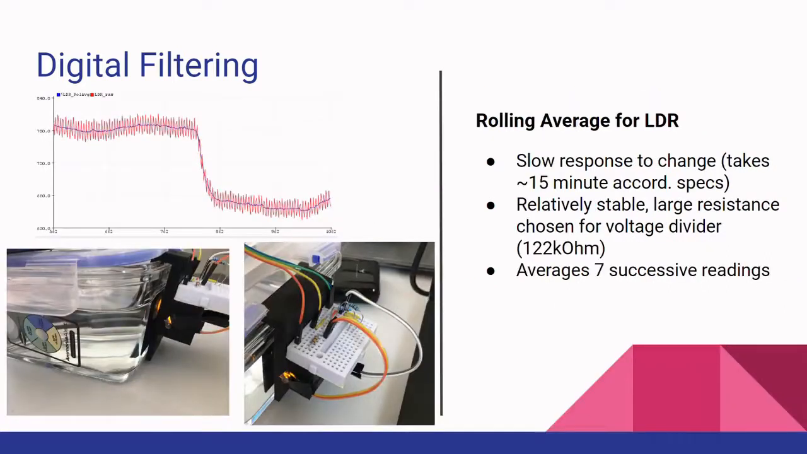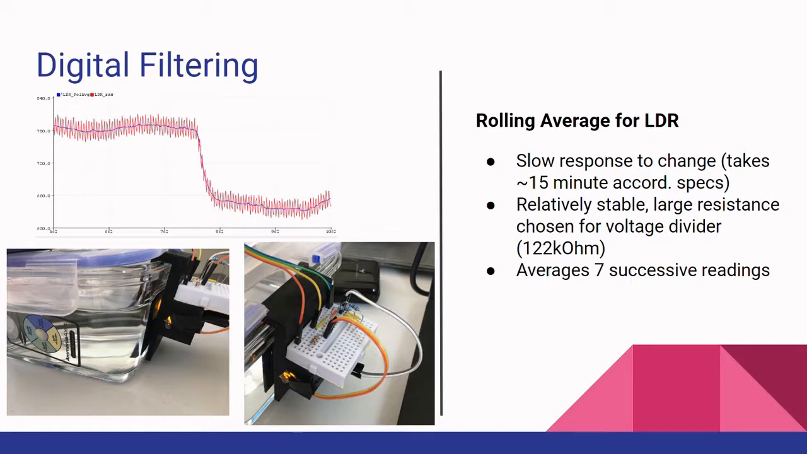For the second sensor, which is the light dependent resistor, the LDR, we know that the response time of the ammonia indicator pad is a bit slow. From the spec sheet, it takes approximately 10 to 15 minutes to change color, so we know that we have more time to go with a slower filter. Hence, a rolling average filter is used.